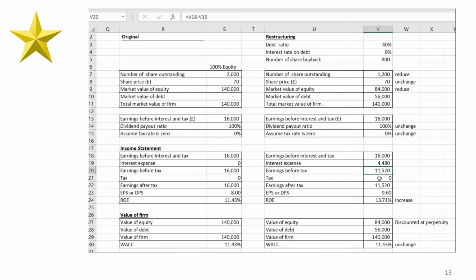Earnings before tax reduces to 11,520. Assuming a world without corporate tax, the return on equity is earning after tax divided by market value of equity. The ROE has increased to 13.71%. The value of equity can also be obtained by discounting the firm's future cash flow, which is the earning after tax divided by the expected or required rate of return of 13.71%. The weighted average cost of capital is calculated based on 40% cost of debt and 60% cost of equity. The weighted average cost of capital remains unchanged after the debt issue.